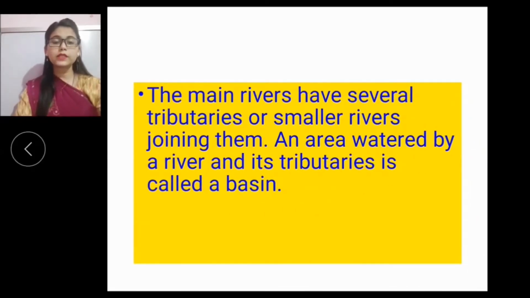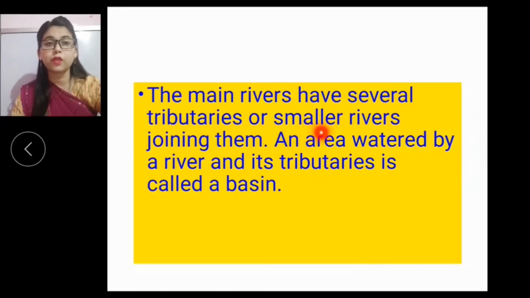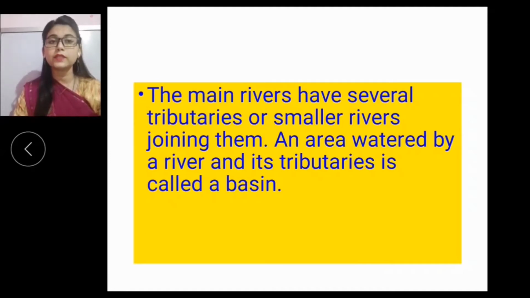The main rivers have several tributaries or smaller rivers joining them. An area watered by a river and its tributaries is called a basin. Now let's read it again. The main rivers have several tributaries or small rivers joining them. We have studied this in the first chapter also: an area watered by a river and its tributaries is called a basin.